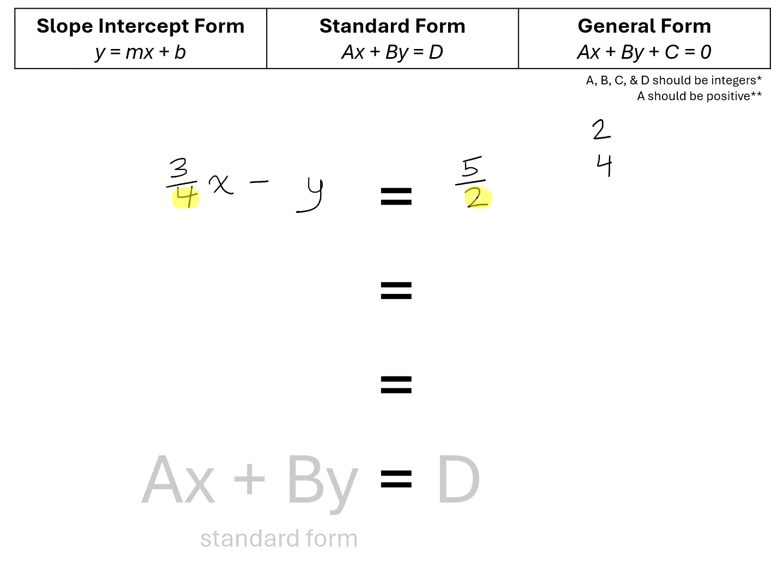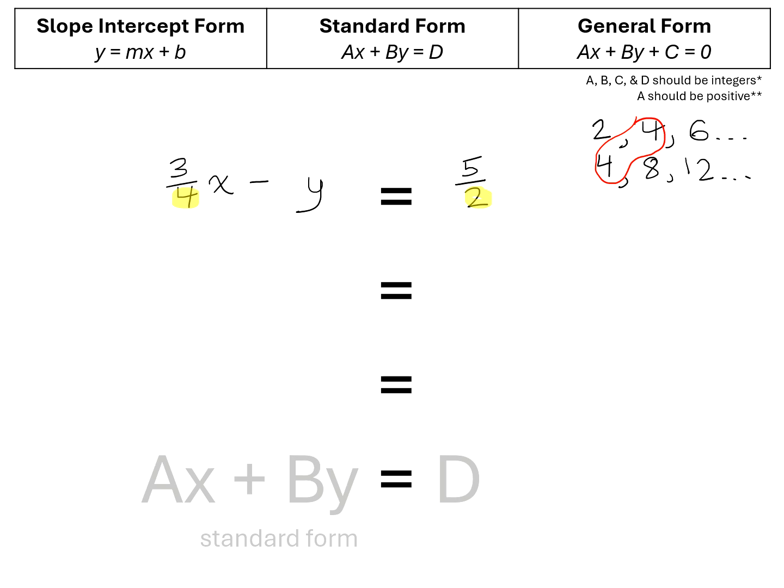To find the lowest common multiple, we want to list out the multiples of 2. So that would be 2, 4, 6, and that can continue on and on. The multiples of 4 are 4, 8, 12, and again, that could continue on forever. The lowest common multiple here would be the number 4. We're going to take that 4 and multiply everything in the equation by 4.